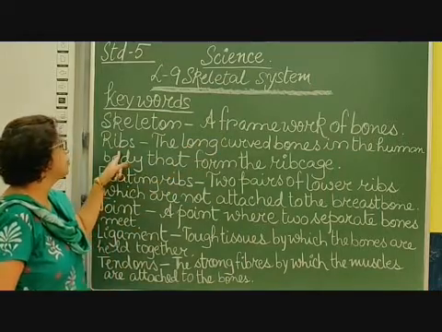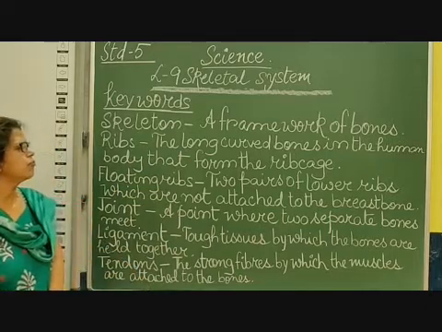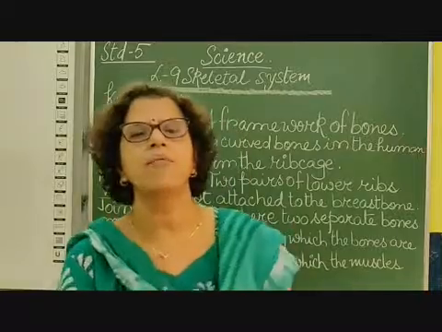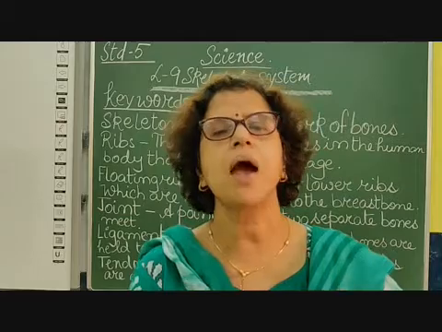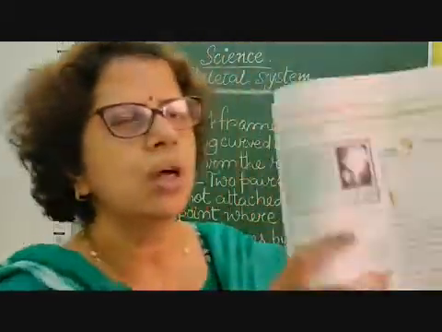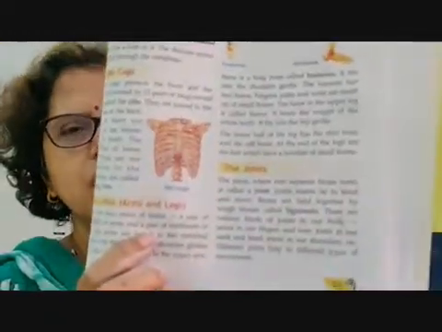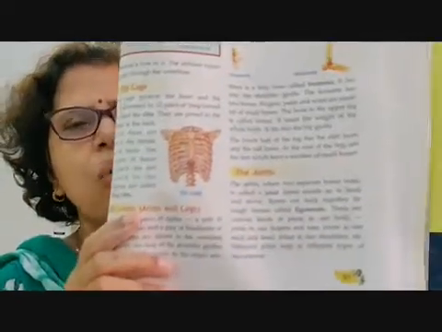Coming to the next one, ribs. The long curved bones in the human body that form the rib cage. As you know, inside the rib cage we have the organ called heart, and it is very important, so it is protected by the rib cage. Now what are ribs? Children, if you see the picture, already you have done it, they are ribs. And as you can see, they are not straight bones, they are all curved bones.